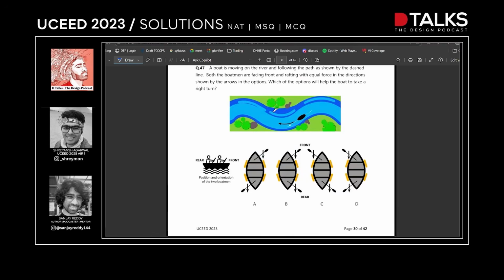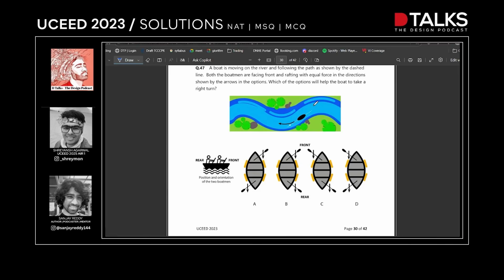47. A boat is moving on the river and following the path as shown by the dashed line. Both the boatmen are facing front and rafting with equal force in the direction shown by the arrows in the options. Which of the options will help the boat to take the right turn?